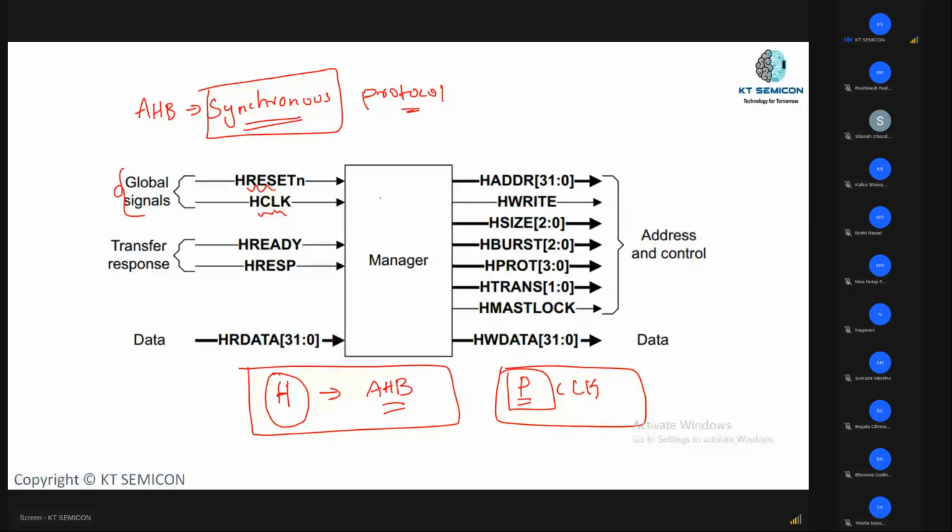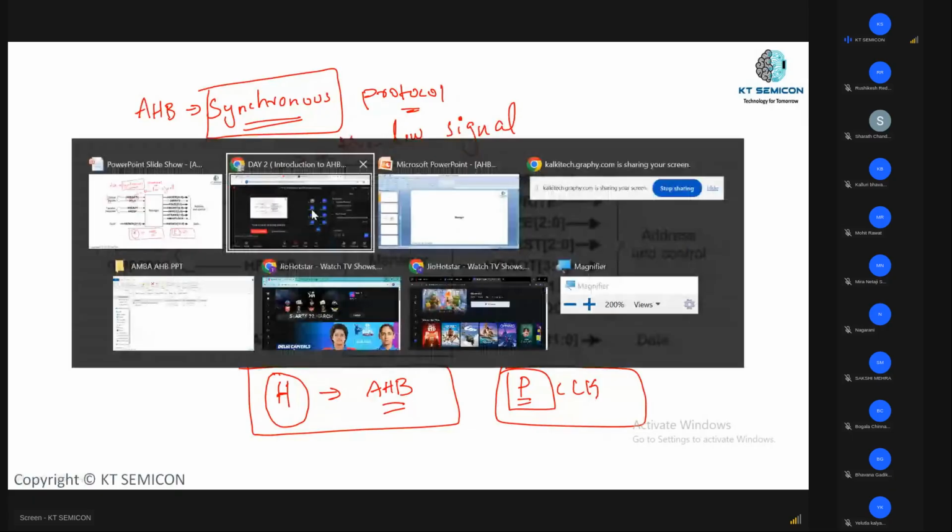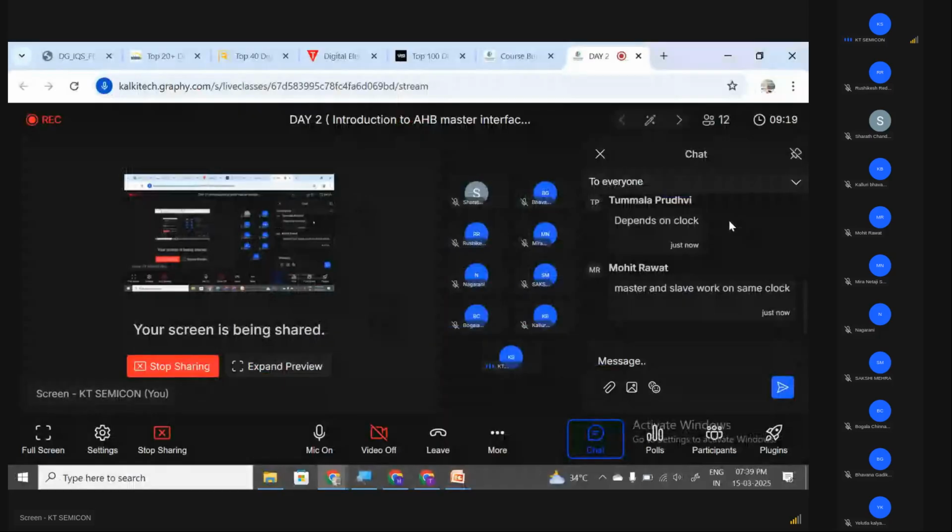That's why it is noted with the small n. This is your active low signal. So what do you mean by active low and active high? Quickly, does anyone know this? What is meant by active low and active high? Any idea? Anyone? What do you mean by active low signal? What does it actually tell? No idea. No one.